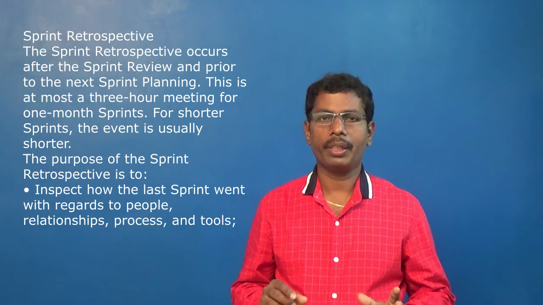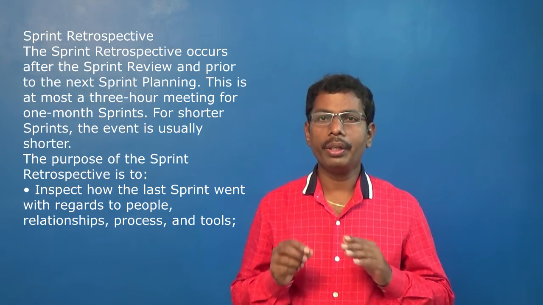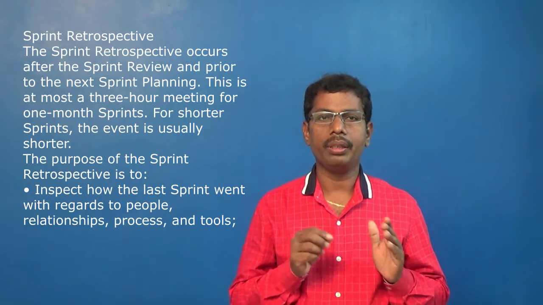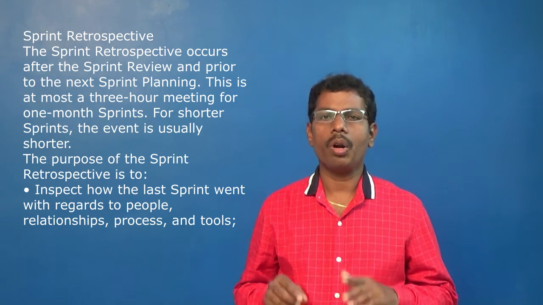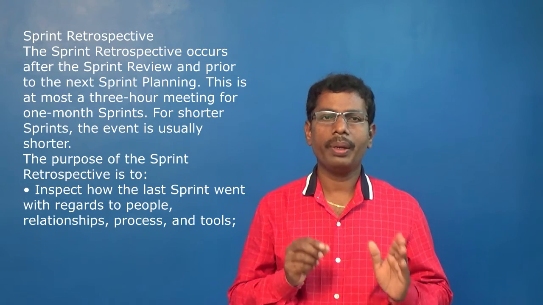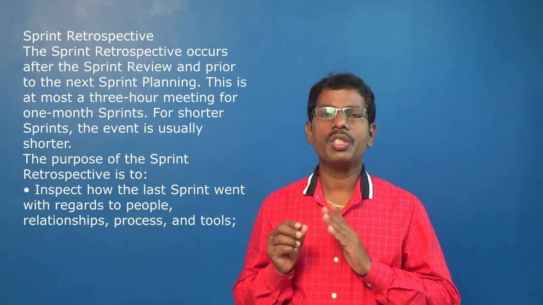The sprint retrospective occurs after the sprint review and prior to the next sprint planning. This is at most a three-hour meeting for one month sprints. For shorter sprints, the event is usually shorter.